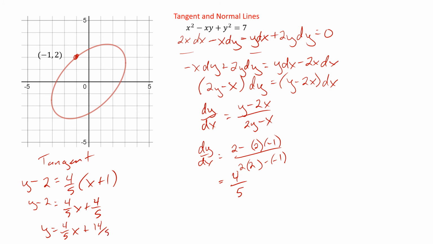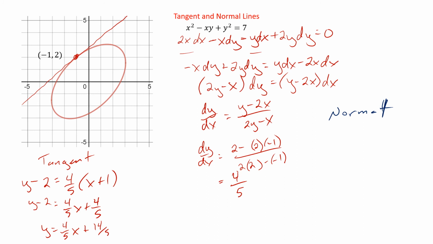So if we were graphing this one, 2 and 4/5, that's pretty close to there. And then, yeah, it looks like it might be a tangent line right there. And then for the normal line, normal, an L doesn't have a cross on it like a T does.